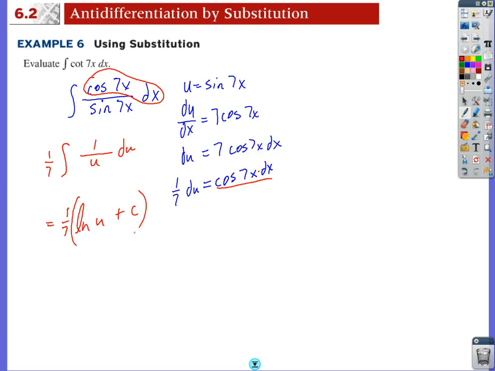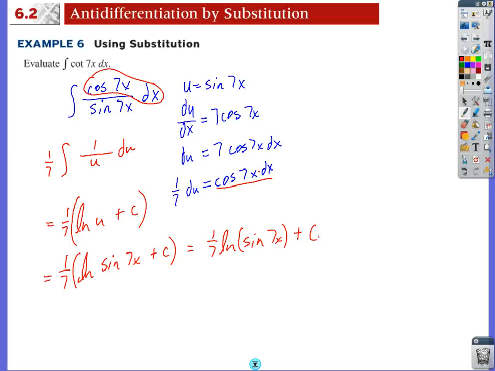So I replace it, and this becomes equal to 1/7 natural log of sine of 7x plus a c. Again, still a plus c, because remember, it doesn't matter. It will always be a plus c. It doesn't matter if I multiply by 1/7. It's still a number, and when I take the derivative of that number, it goes away to be 0.